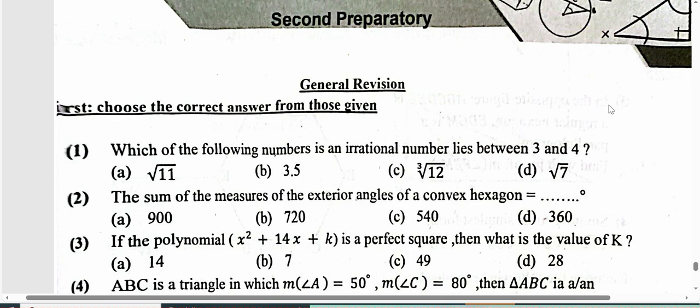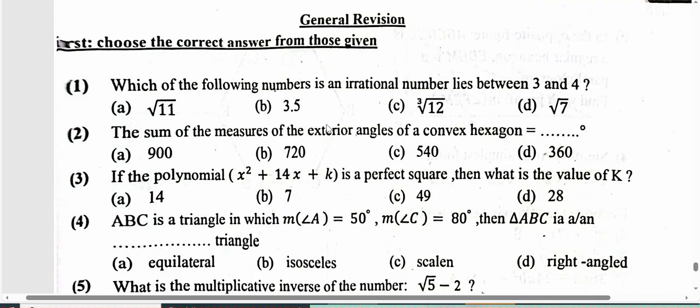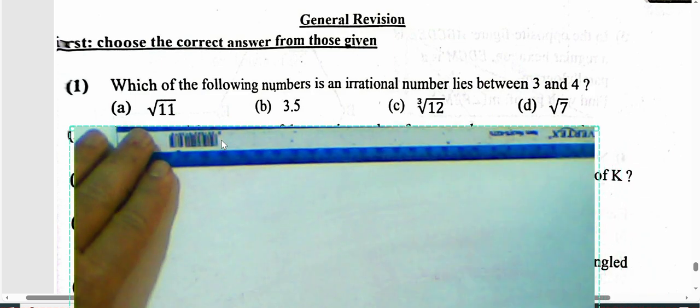The last questions. Look at with me. First question, show the correct answer. Which of the following number is an irrational number that lies between 3 and 4? We can find the number that lies between 3 and 4 by using a calculator or your mind.